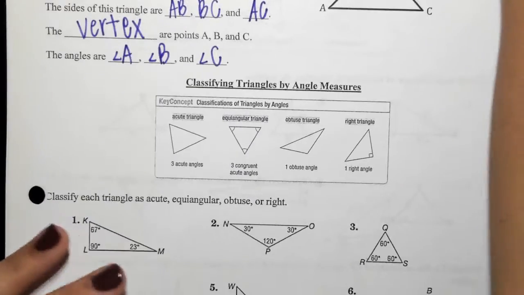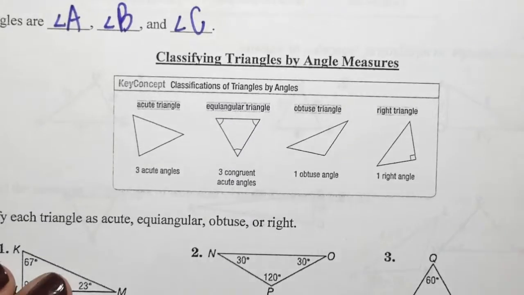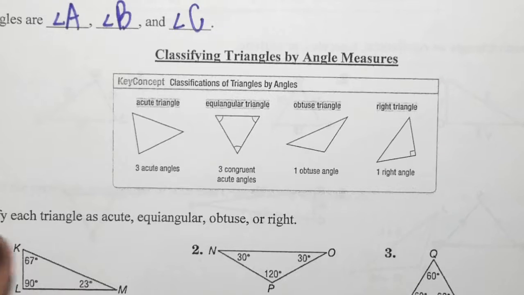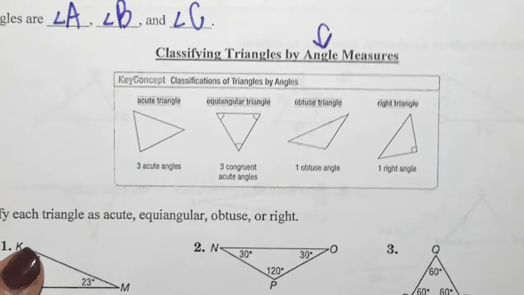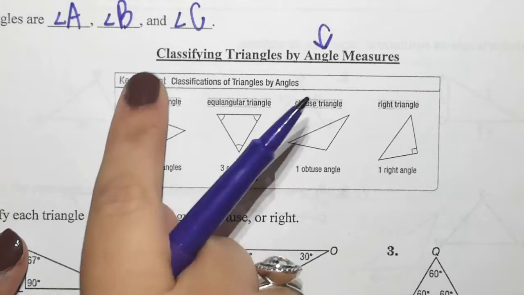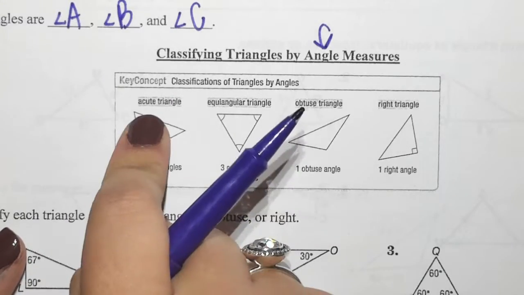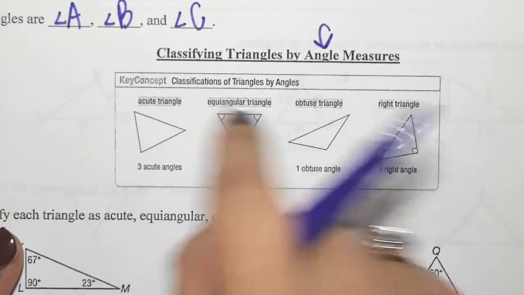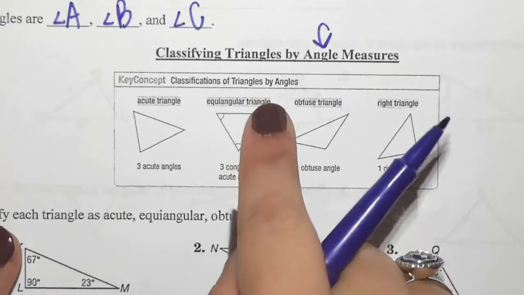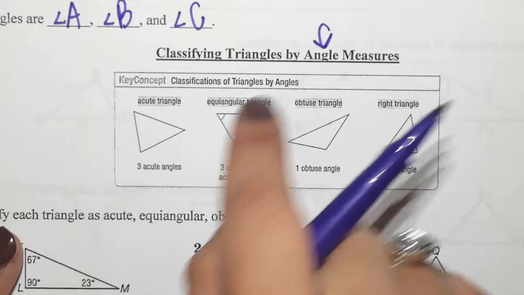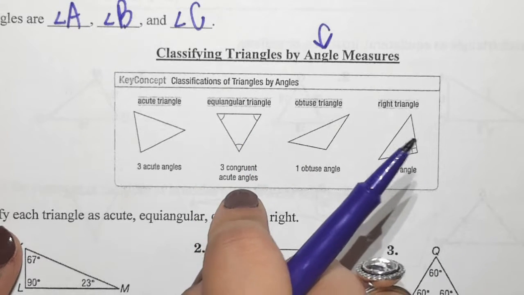Okay, so we're going to learn to classify by two different things. The first one is by angle measures. We have four different kinds. We have acute, which means all three angles are acute. We have equiangular, which remember is close to equal. So equiangular is when all three angles are the exact same.